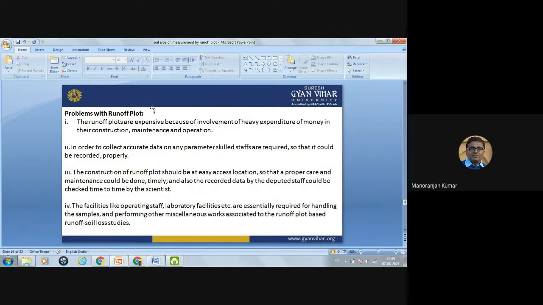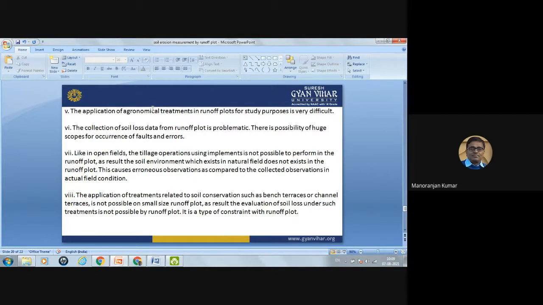The fourth problem associated with runoff plot is that facilities like operating staff, laboratory facility, etc., are essentially required for handling the samples and performing other miscellaneous work associated with runoff plot based soil loss studies. The other problem is that the application of agronomical treatments in runoff plots for study purposes is very difficult.